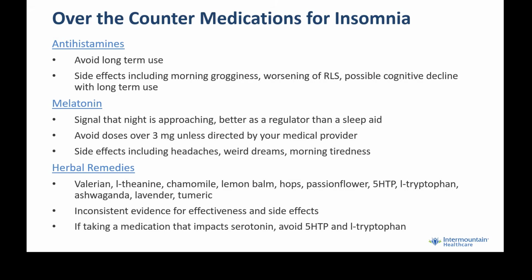Now, the one recommendation I would give is that if you are taking a medication that impacts serotonin, like an antidepressant or an SSRI, you would want to avoid 5-HTP and L-tryptophan, because sometimes you can get a little too much serotonin, and that might lead to some side effects or an impact that you don't want.